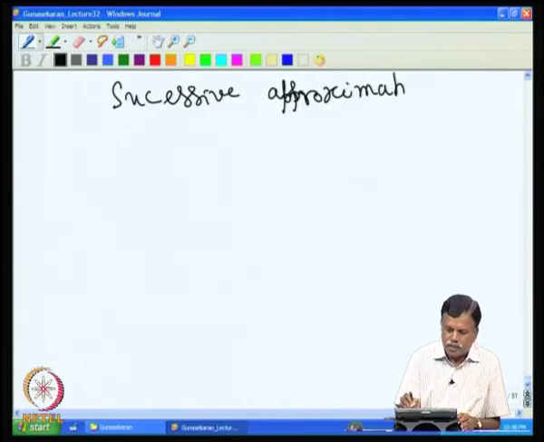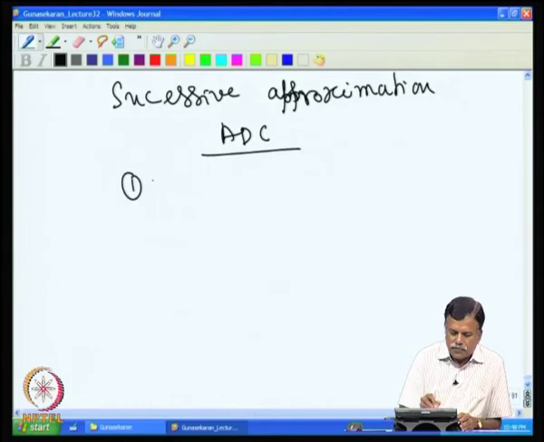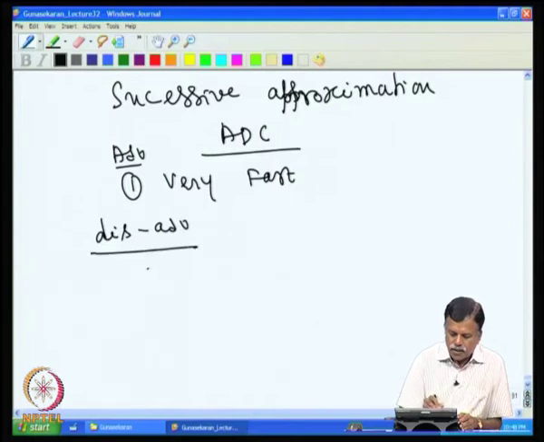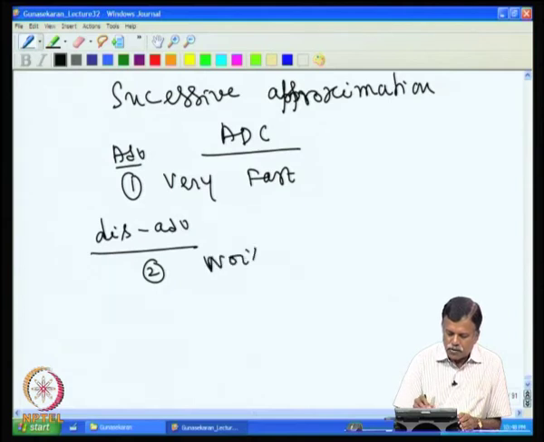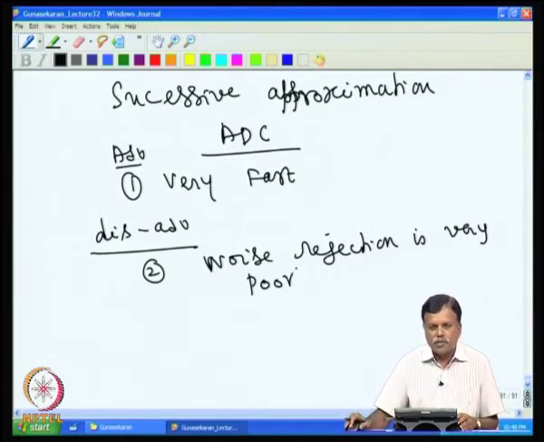Successive approximation A to D converter. This is the advantage, it is very fast, and the disadvantage is that noise rejection is very poor. It is completely opposite to that of the dual slope converter that we have discussed so far.